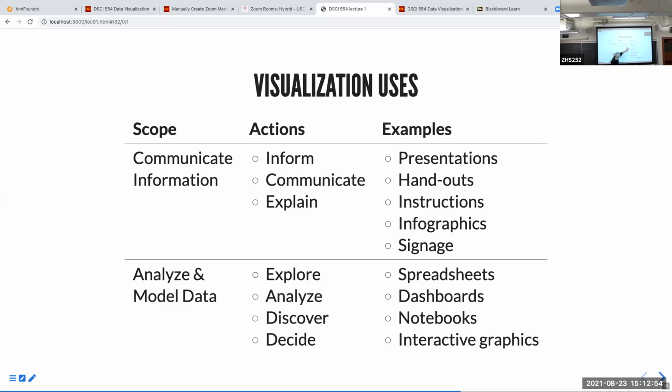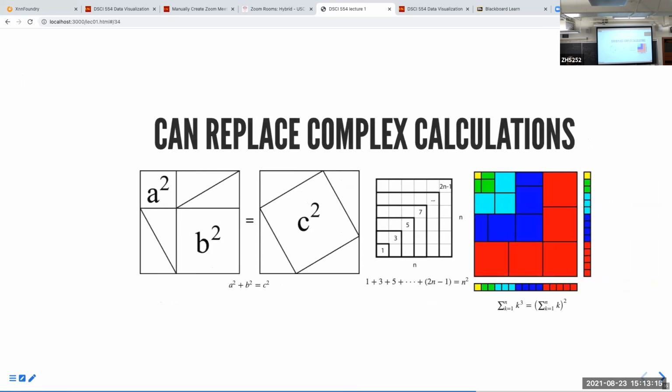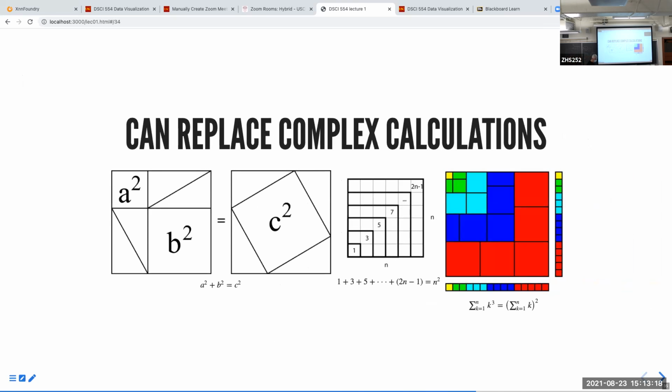There you have some concrete examples of named visualizations that correspond to each one of the use cases. Somebody was asking about the quiz. This is a quiz question, so you can go ahead and play. Again, these are just examples of visualization, so you understand how people use them in general and what they can do.